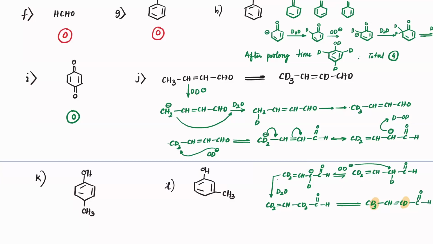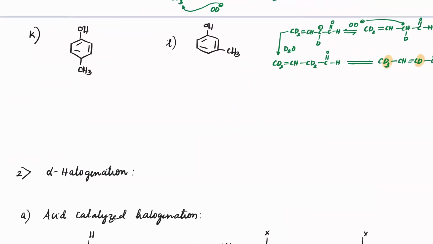Okay, see the next one, K part here. We know at these two positions the deuterium will exchange, but unfortunately at this position there is no deuterium exchange. So what do we write here? We will write this as OD, and here we'll write one D, here one D, and here we write only CH3, because at this position you will not be able to see any exchange happening. Okay.